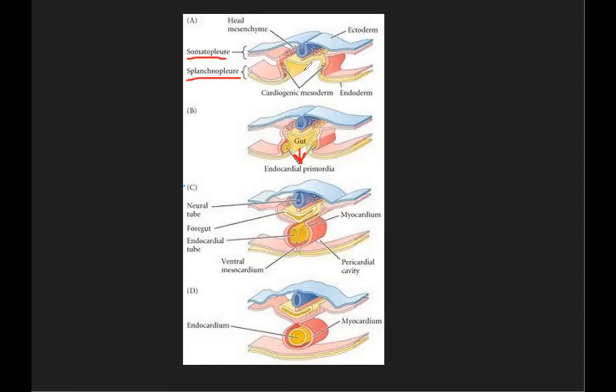Now this endodermal layer will move downwards, and what happens is you see that these structures come closer and they get fused, and this area, these two circles you see, they are called the endocardial primordia. These endocardial primordia come closer to each other and they form an endocardial tube.